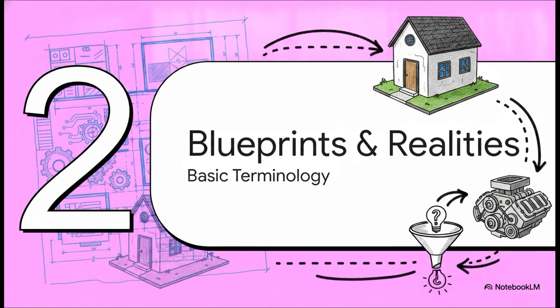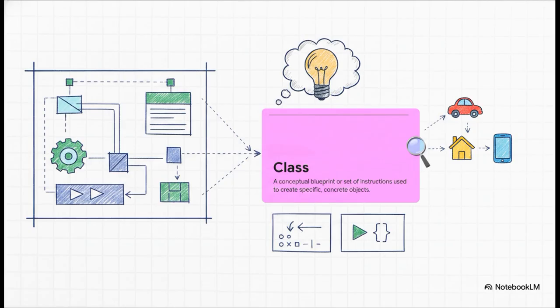Section 2, Blueprints and Realities, Demystifying Basic Terminology. All right, to actually speak the language of OOP, we've got to start with the single most fundamental concept, the class. Think of a class as basically your conceptual blueprint. It's a template or a set of instructions used to create specific, concrete objects. It holds your attributes and your methods, but, and you really want to remember this for your exams, a class is not a physical thing itself. It's literally just the idea.